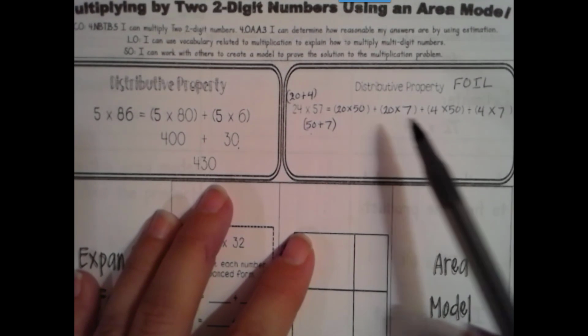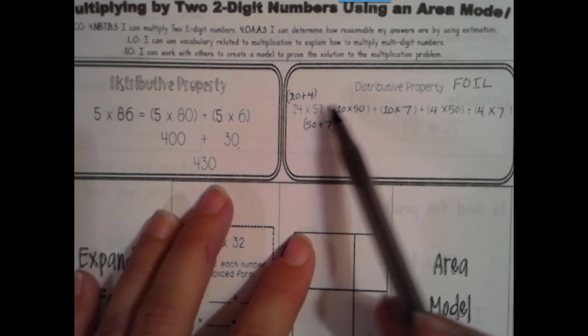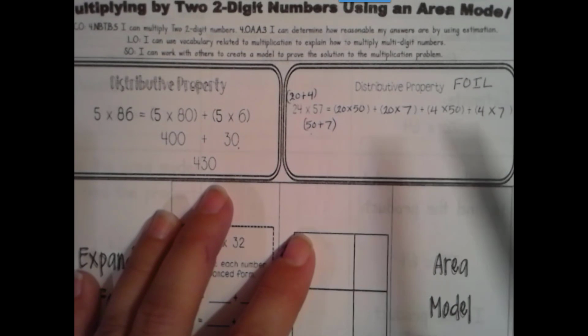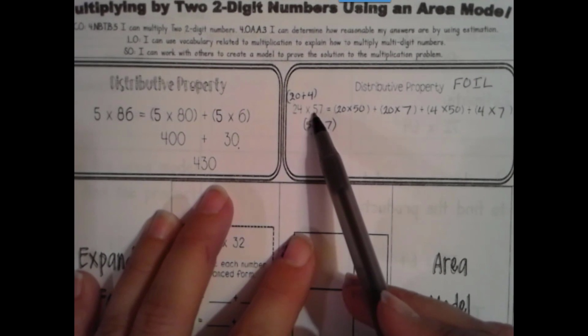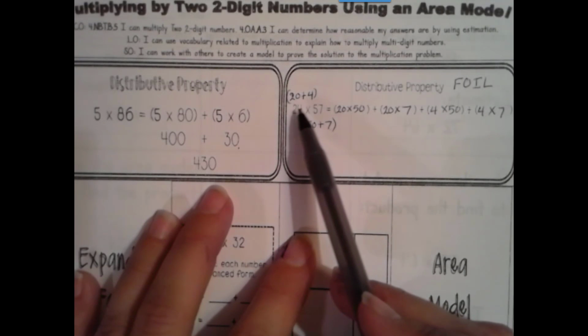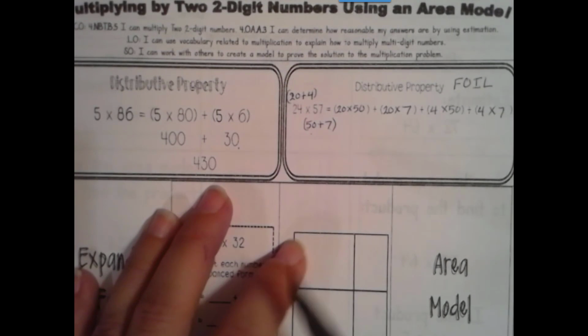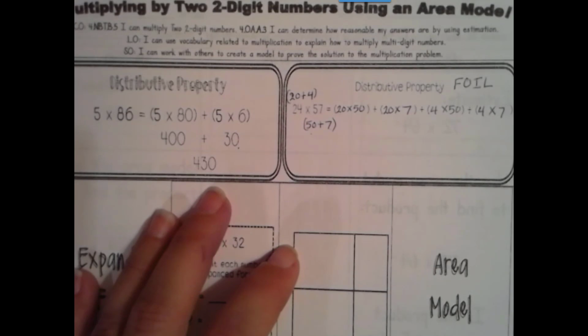So FOIL is just a way to remind you of getting the distributive property through to all of them. 20 groups of 50, 20 groups of 7. 4 groups of 50, 4 groups of 7. We need all of those.